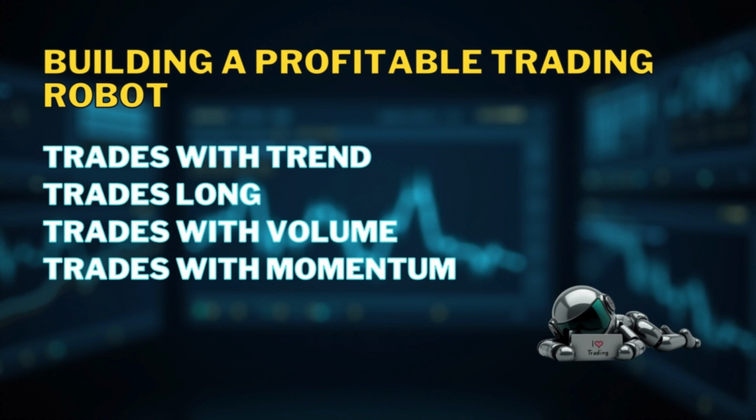Trades with volume. So only when we see a good amount of volume in the markets do we enter the markets. We don't trade when the volumes are low and subject to noise trading. Trades with momentum: we want to see strong movement, ideally with volume, to confirm a move has happened. So these are the 4 pillars that we used in order to build our trading robot.